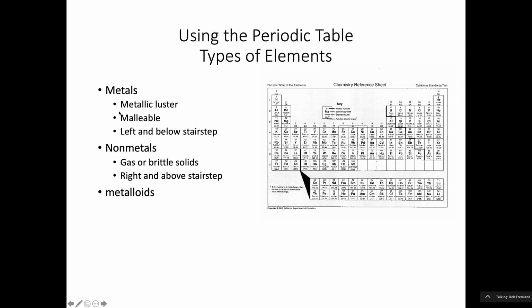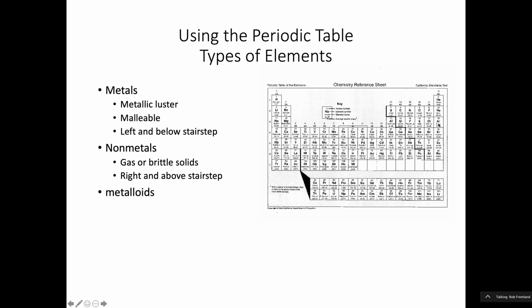Okay, metals are malleable. Malleable has the same root as mallet. That means if you whack a piece of metal with a hammer, you can make it into thin sheets. They also will conduct electricity. And metals are to the left and below this stair-step line. And all of these guys right here fit in this darkened line. So most of the elements are metals.